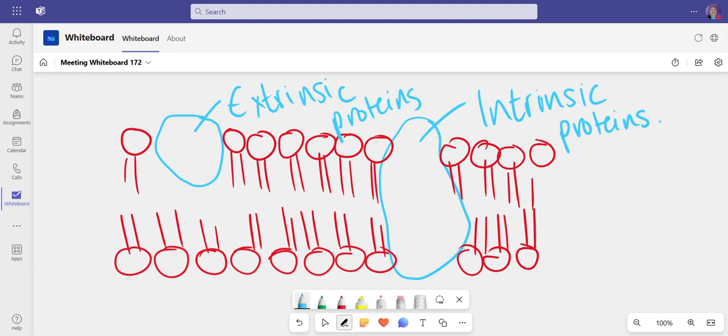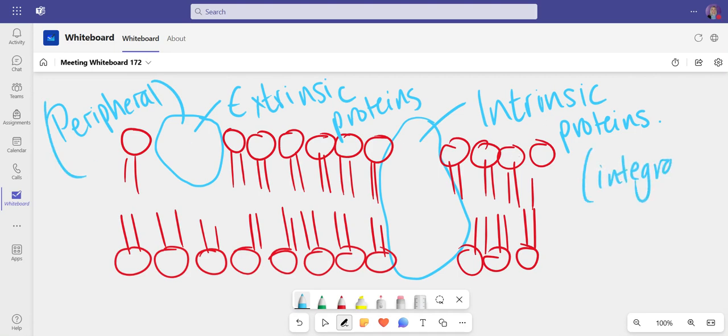Now, sometimes you might see another name for them. The extrinsic ones are sometimes called peripheral proteins, and the intrinsic ones are sometimes called integral proteins. So just make sure that you're familiar with those words. That will really help.